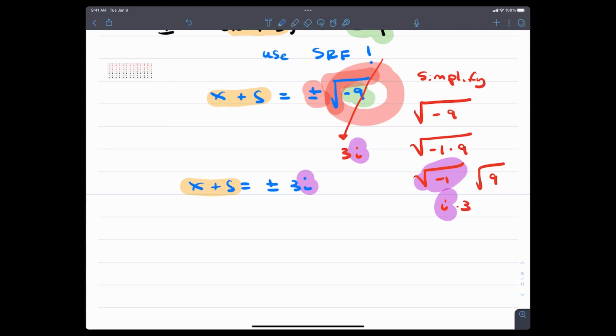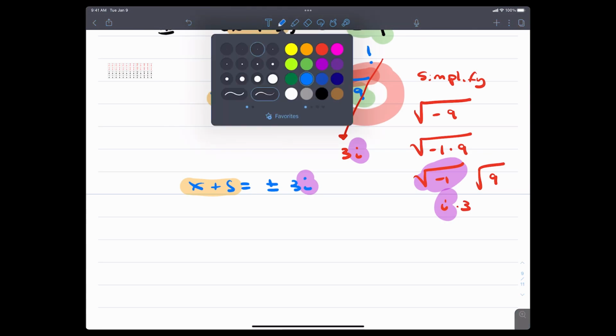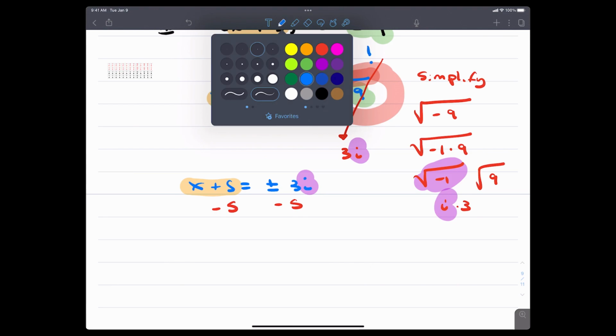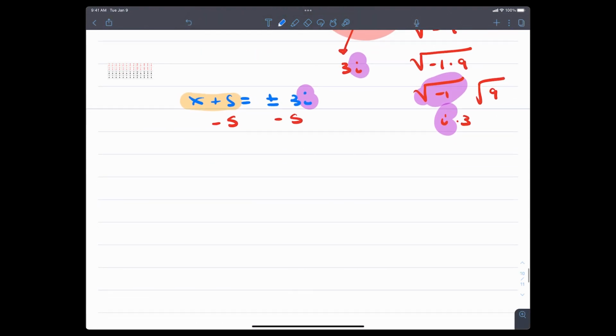Now, we're trying to solve for x. How do I get rid of the addition of 5? You subtract 5, is that right? What do you get here? x becomes -5 plus or minus 3 what? i.